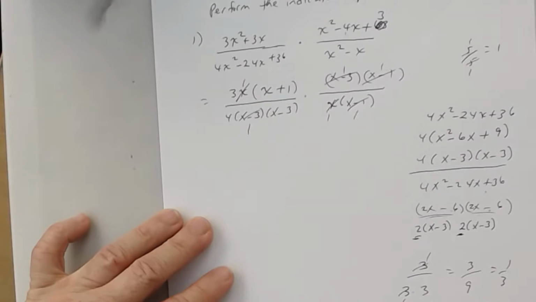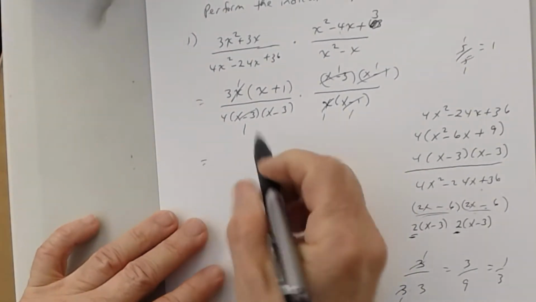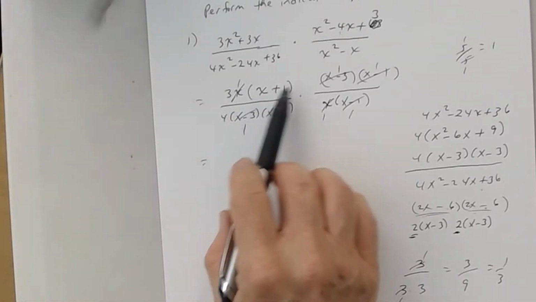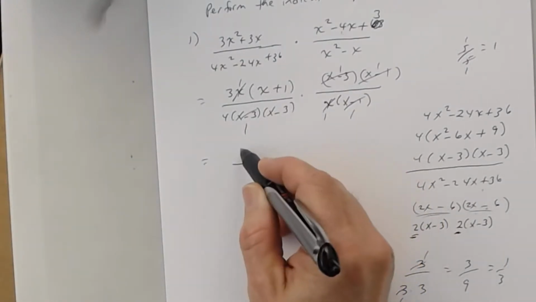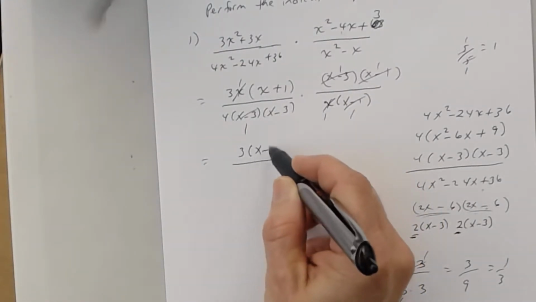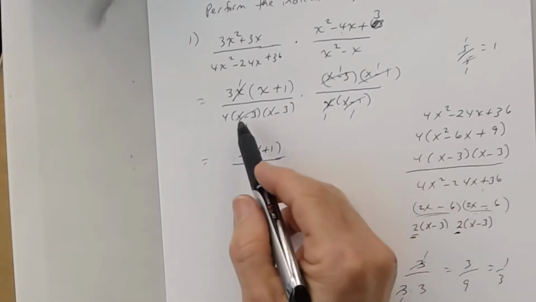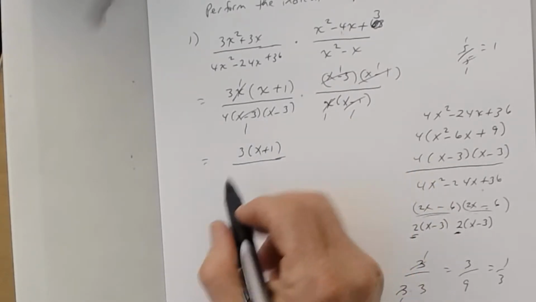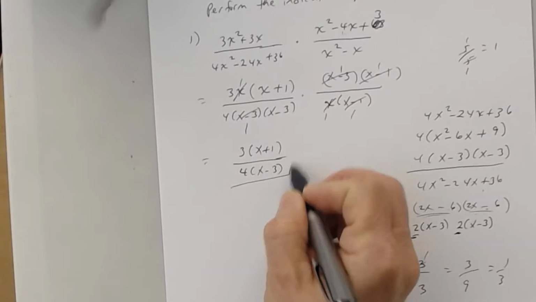All right, now just leave your answer in factored form. So when you look at what you have, 3 times 1 times x plus 1 times 1 times 1, how are you going to write that? 3 times x plus 1. What about the denominator? You have 4 times 1 times x minus 3 times 1 times 1. 4 times x minus 3. Leave it like that. There's your answer.